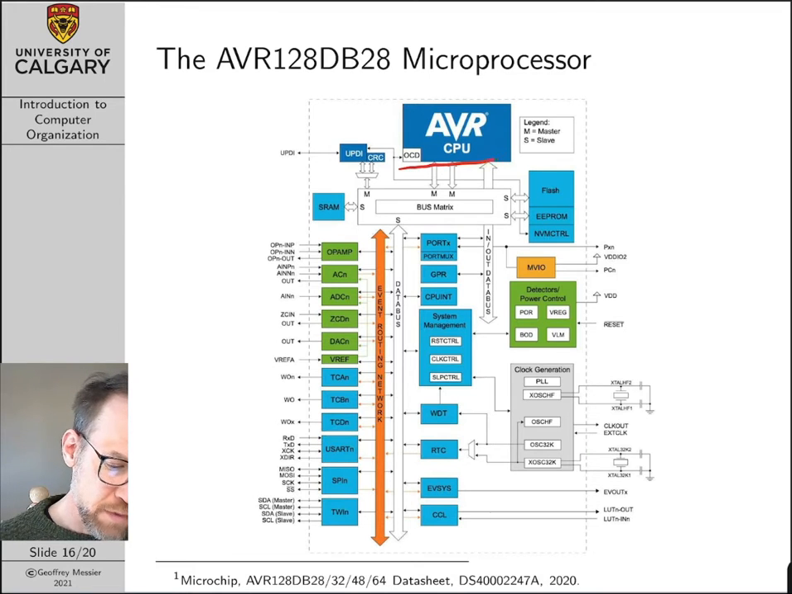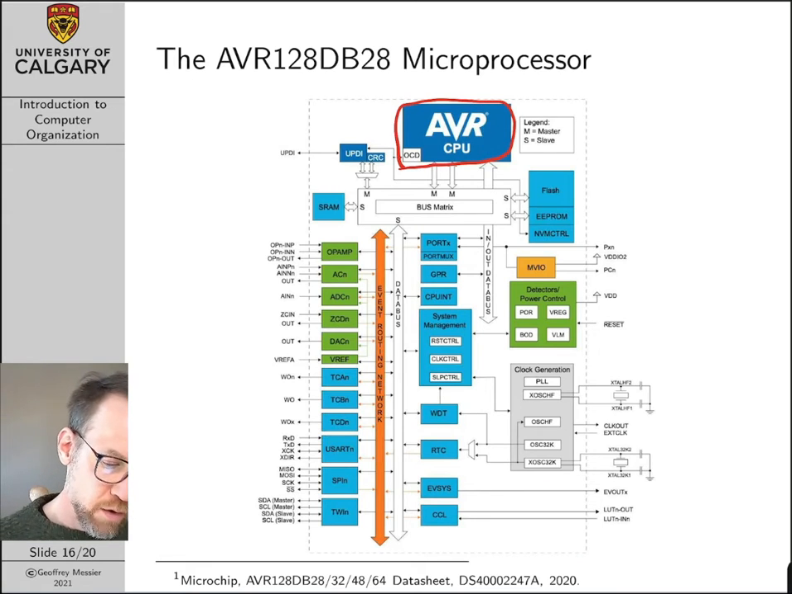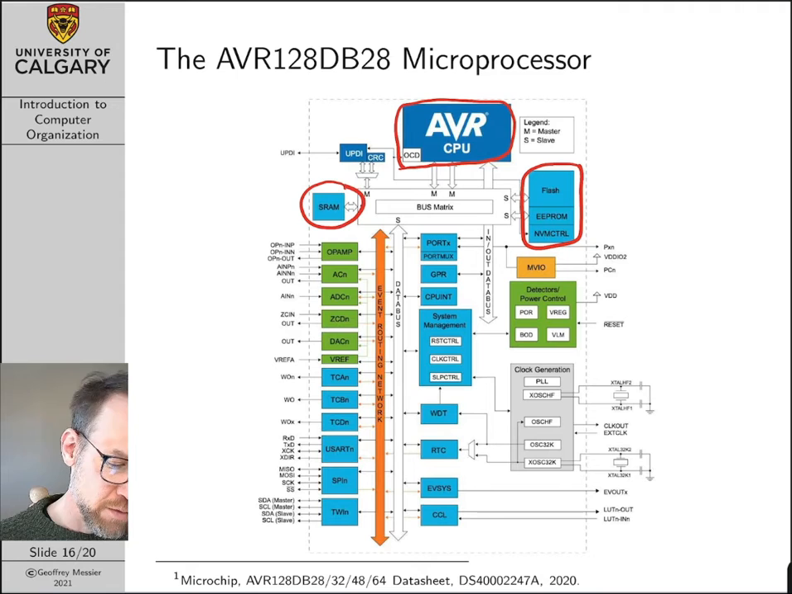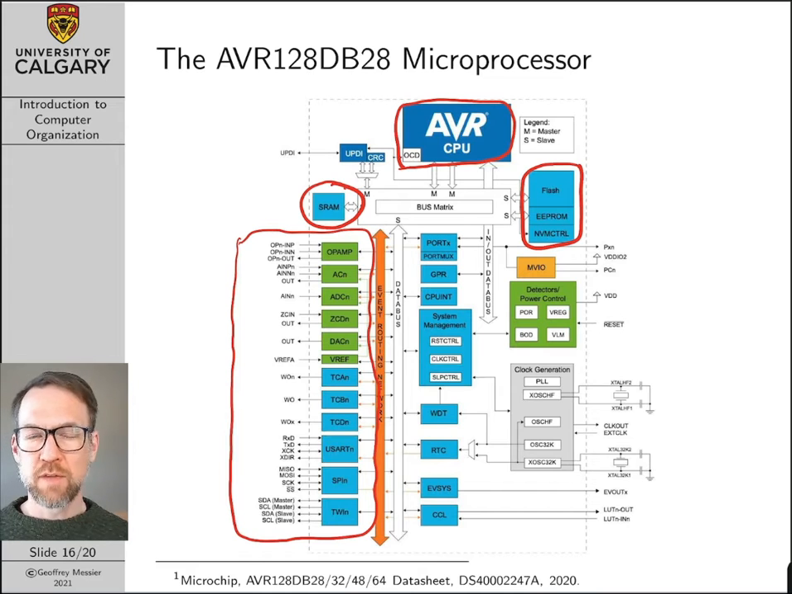Up here we have the CPU. This is basically our processor block. Over here we have our flash memory. That's basically our instruction memory. We've got some SRAM over here. That's our data memory. And then we have a whole bunch of I/O devices. Now, I/O for a microcontroller like this is a little different than I/O for a laptop. So you're not going to see an HDMI port for a screen on a simple device like this. You're not going to see a USB port for a keyboard.